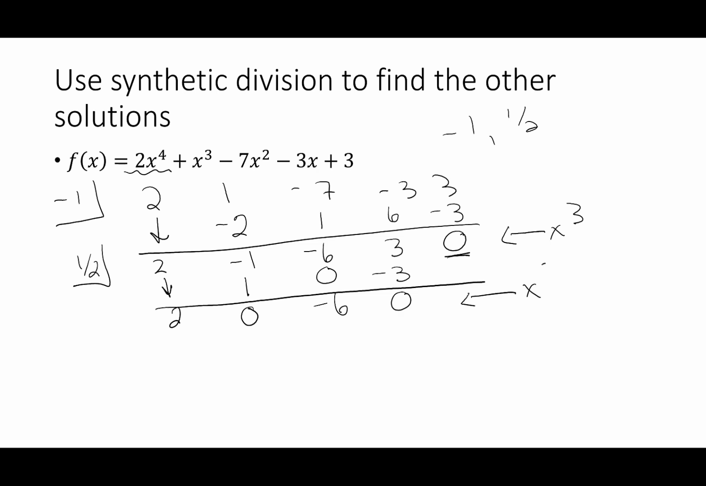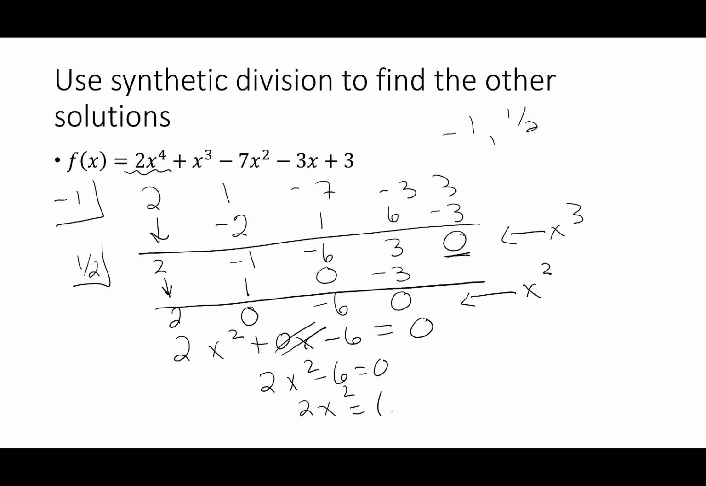This now says I have x squared. This says 2x squared plus 0x minus 6, and we want to set that equal to 0. I can drop this 0x, it doesn't help me, so I have 2x squared minus 6 is 0. Here I don't have to use the quadratic formula, I can use the square root method. This says that 2x squared equals 6, x squared equals 3, so x is plus or minus the square root of 3. So that gives us our other two solutions.